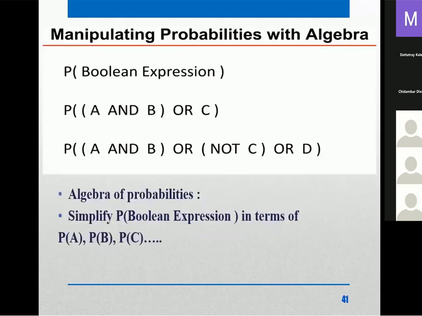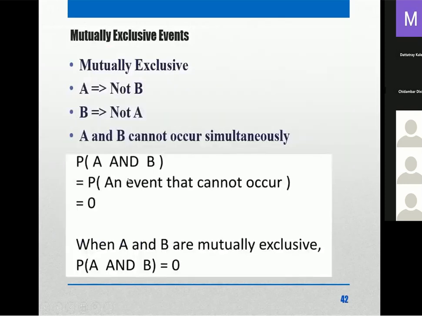Now we can see manipulating probabilities with algebra. P of a Boolean expression. How does this work? We can explore A and B, or not C, or not D. Okay, algebra of probability. Simply, P is a Boolean expression in terms of P of A, P of B, P of C, and all the detailed expressions can be studied.